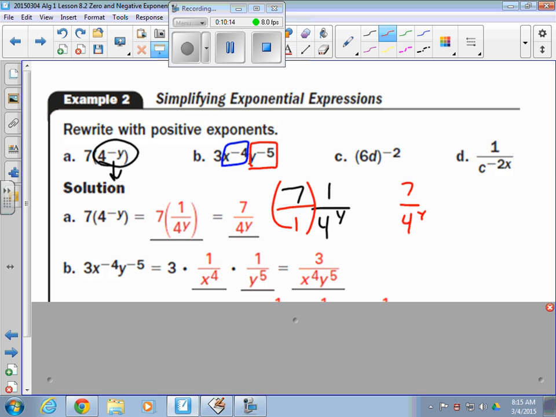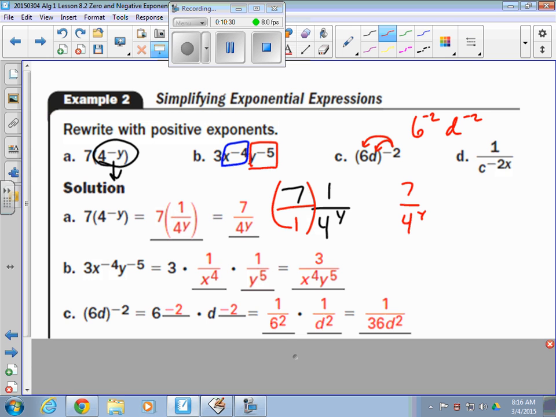C, 6d to the negative 2. Just like from Monday, this gets given to both things. So 6 gets raised to the negative 2 and d gets raised to the negative 2. Both of them ride the elevator. 1 stays on top. 6 goes down and becomes 6 squared, which is 36. d goes down and becomes d squared. 1 over 36d squared.